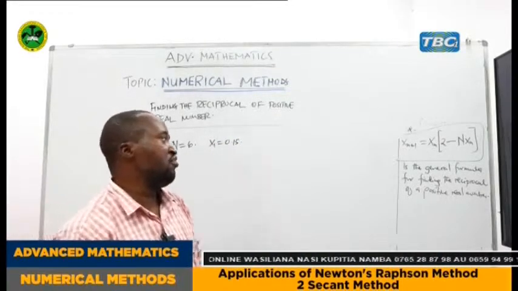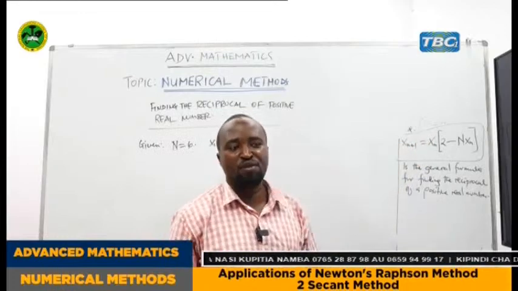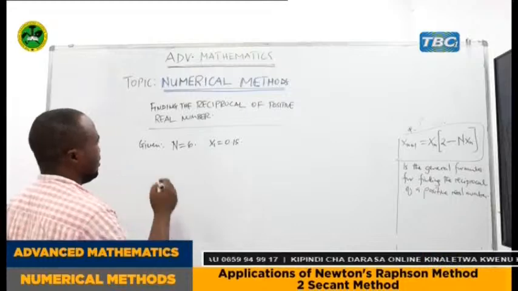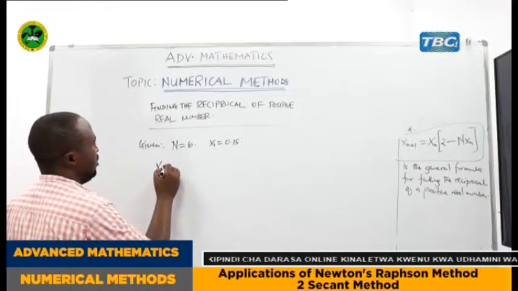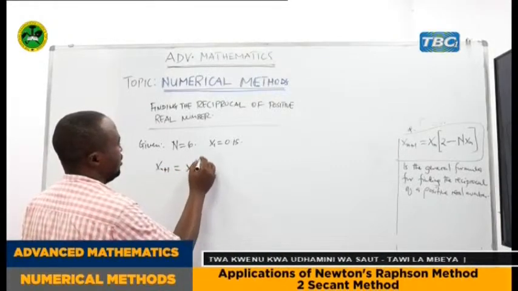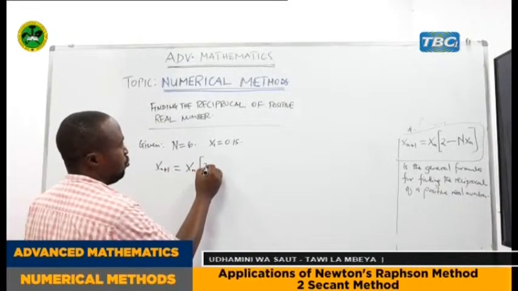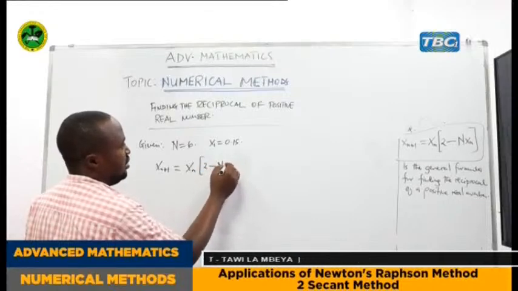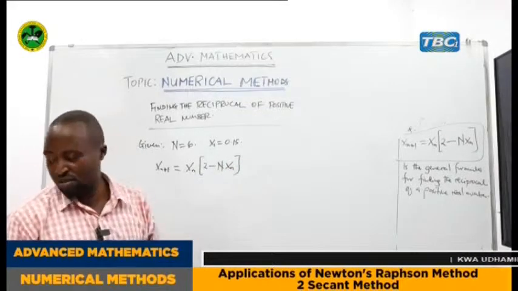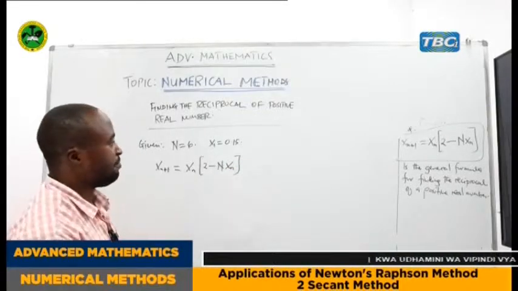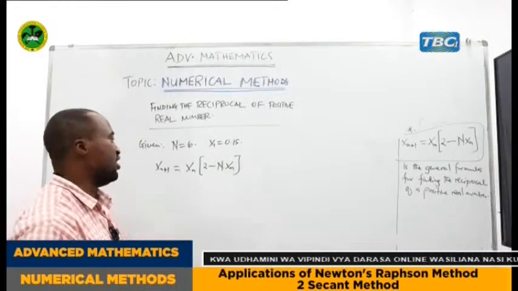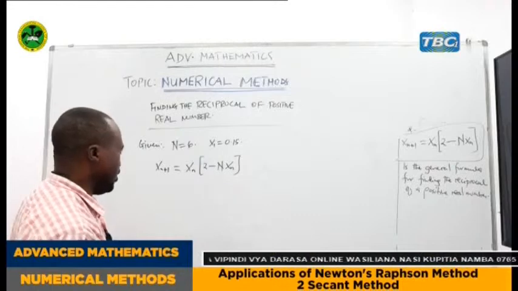Now remember we have the general formula for finding the reciprocal of a positive real number, which says x(n+1) is equal to xn bracket of 2 minus n xn. That is our general formula. Now remember, n is 6 and x1 is equal to 0.15. So we can substitute these values in our general formula.